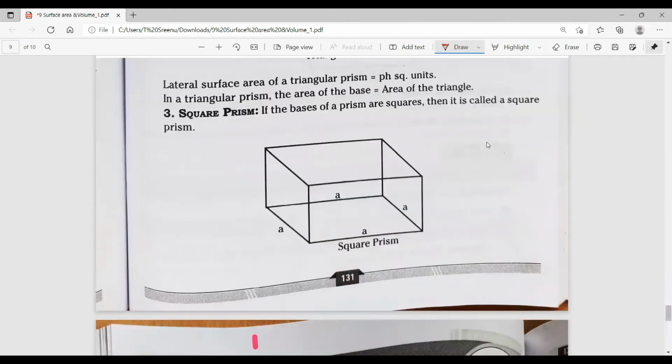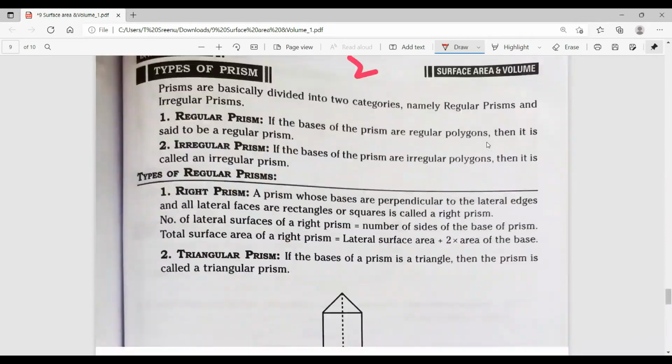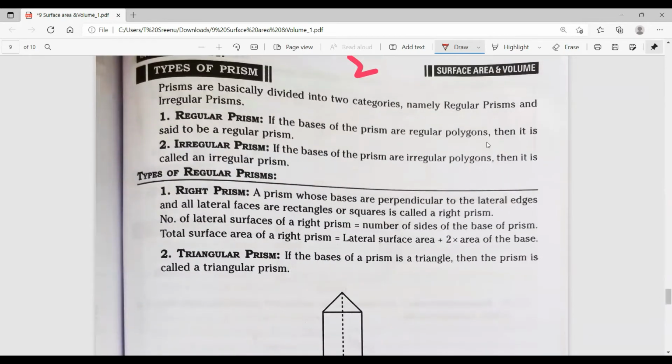Next, we have two types of prisms. One is a regular prism, the other is an irregular prism. A regular prism means the bases should be regular polygons, like a square. An irregular prism means they are irregular. They are not like a square, they are not like a rectangle. They will have different faces, different numbers of sides.